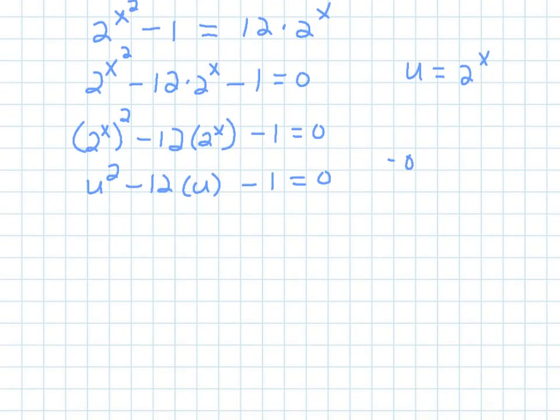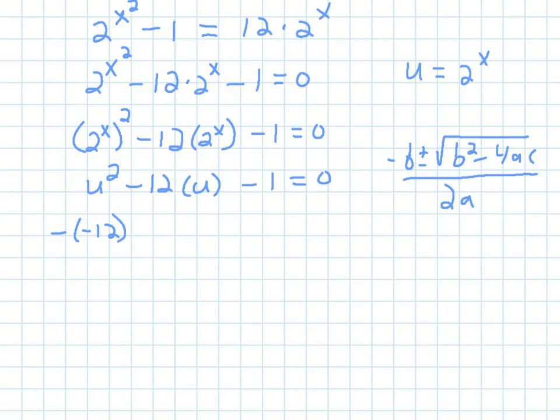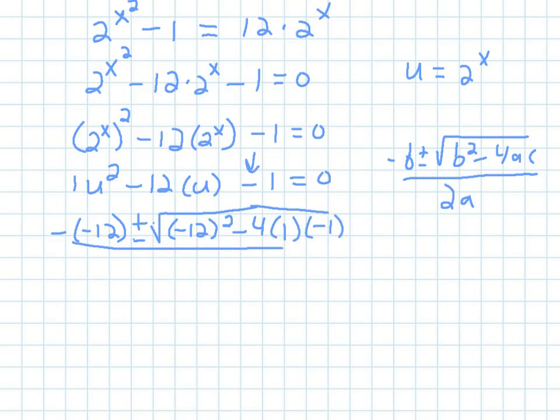That is negative b plus or minus the square root of b squared minus 4ac all over 2a. And so in this case, we'll have a negative, and then b is negative 12. I always substitute these things in with parentheses to help me keep up with my signs. And so we end up with negative 12 squared minus 4 times a, which is this 1, times c, which is this negative 1, all over 2 times 1.